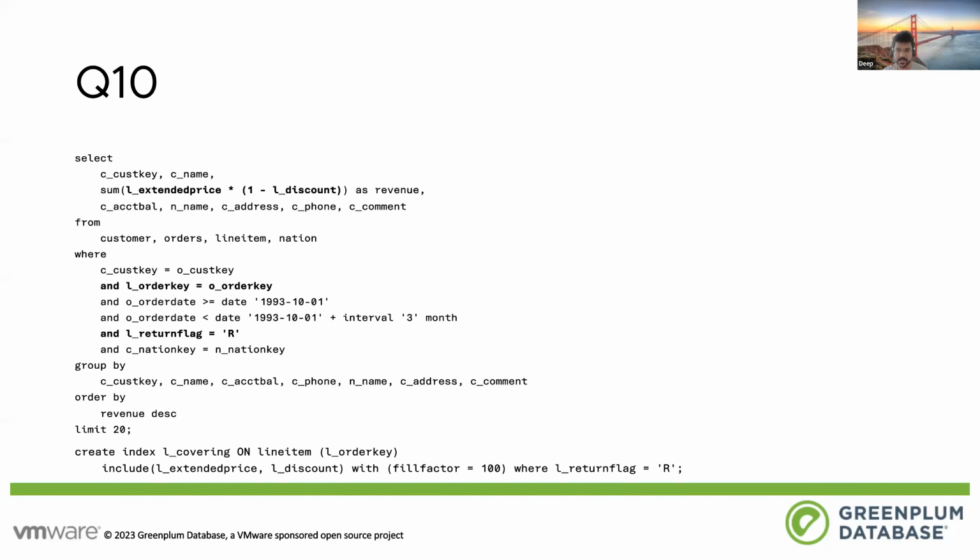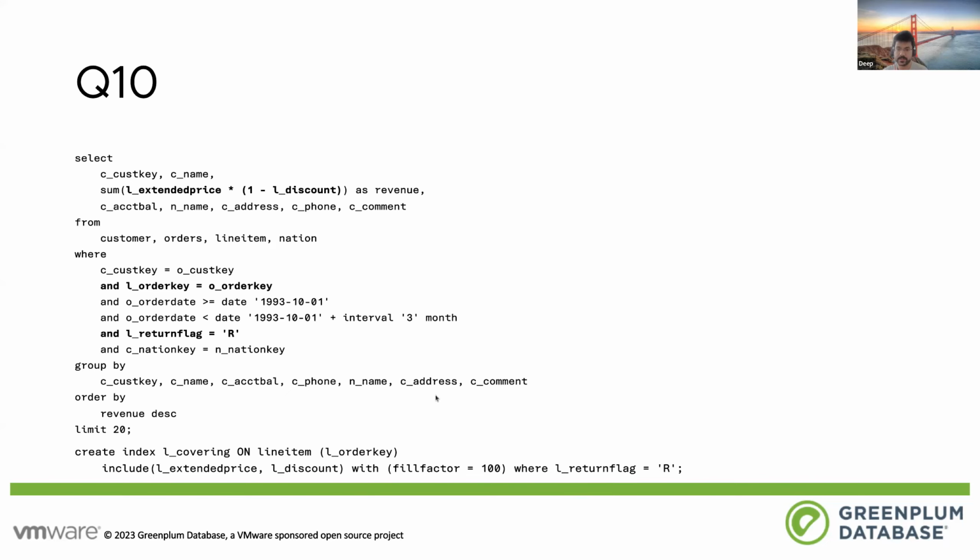So let's look at query 10 as an example of how we can apply a covering index, right? Let's talk about line item. We have certain filters here, order key, return flag, and we are trying to aggregate on extended price and discount, which are two other columns. So what we do is we create this covering index on line item order key, and we're including the extended price and discount as cargo. And we are also doing a partial index on return flag, which is interesting, right?